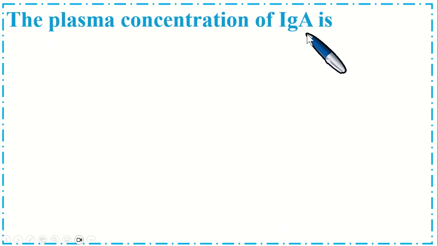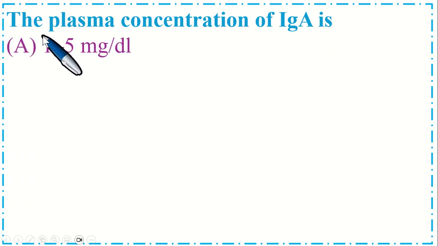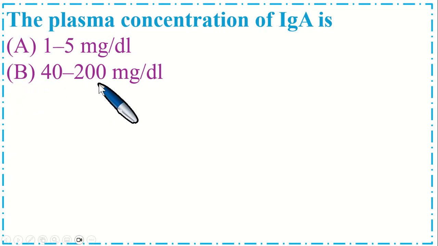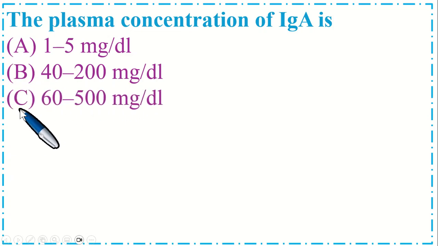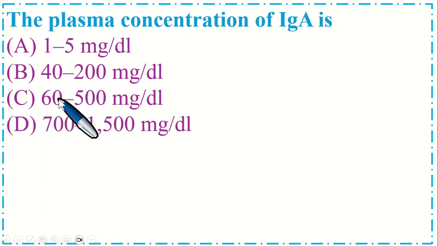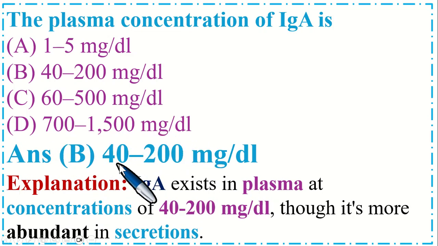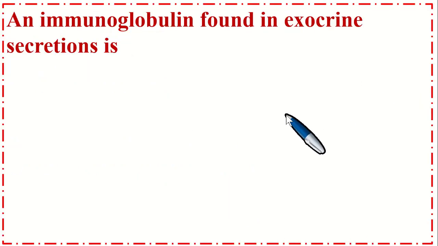The plasma concentration of IgA is option A 1 to 5 mg per deciliter, B 40 to 200 mg per deciliter, C 60 to 500 mg per deciliter and option D 700 to 1500 mg per deciliter. So the correct option is B 40 to 200 mg per deciliter. IgA exists in plasma at concentration of 40 to 200 mg per deciliter, though it's more abundant in secretions. So this is very important MCQs.